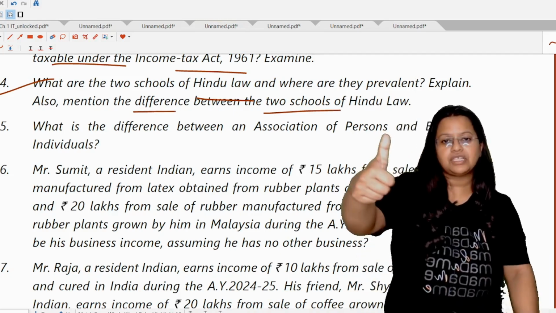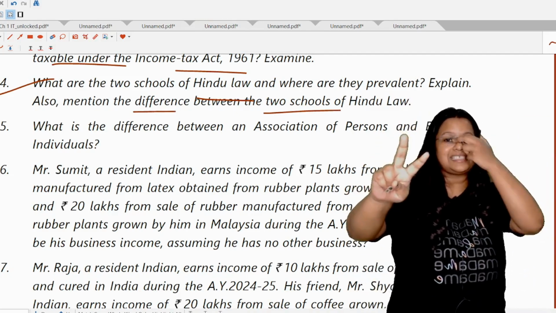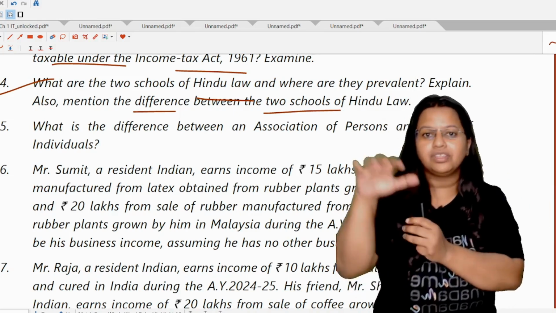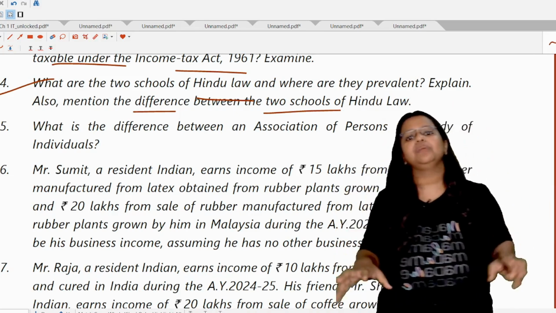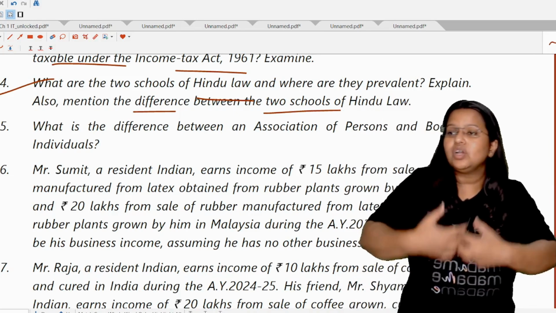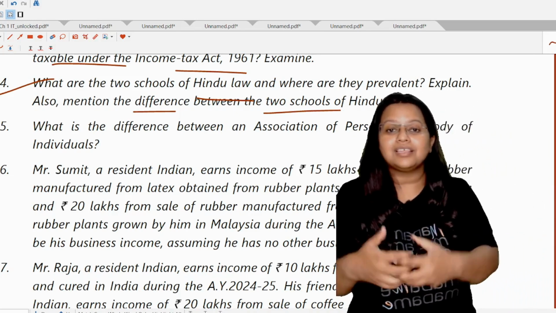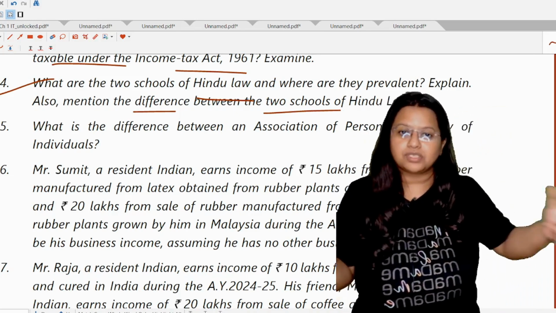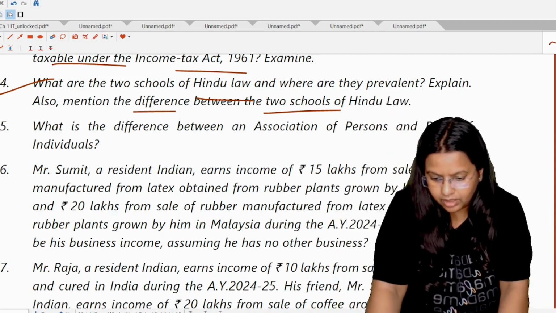Okay, so the first difference is about the prevalence. Second is about the rule: in the case of Mitakshara, the person gets coparcenary rights by birth. Okay, but not in the case of Dayabhaga.